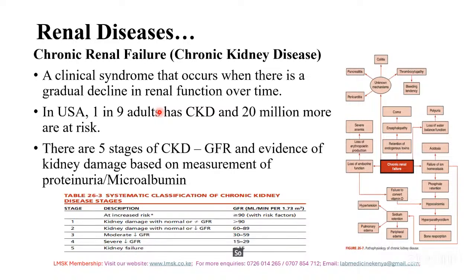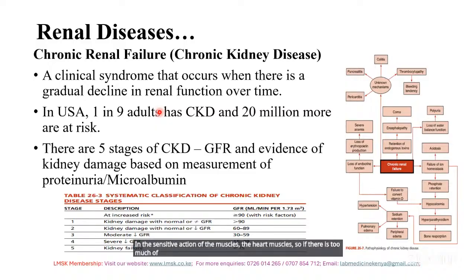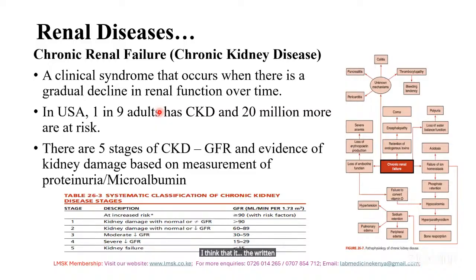So it's supposed to be maintained at a narrow margin of control because it is involved in the sensitive action of the muscles, the heart muscles. So if there is too much of it, then it's going to affect the rhythmic contraction of the muscles of the heart, and someone can have acute cardiac failure because of too much potassium in the system. That's why it needs to be controlled, and that's why, biasly speaking, it is one of the best electrolytes to be measured.